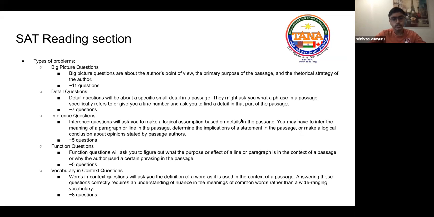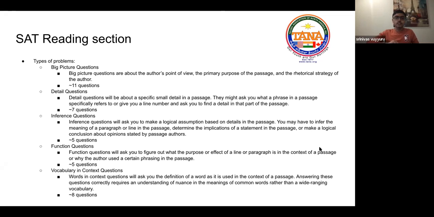You have inference questions, which ask you to make a logical assumption based on details in the passage. So you have to basically infer what the passage or a line is trying to say, and determine what it means to the passage as a whole. This is usually around 5 questions.